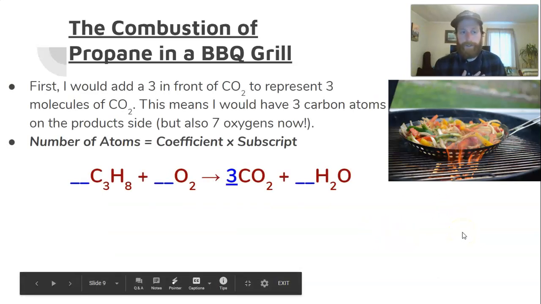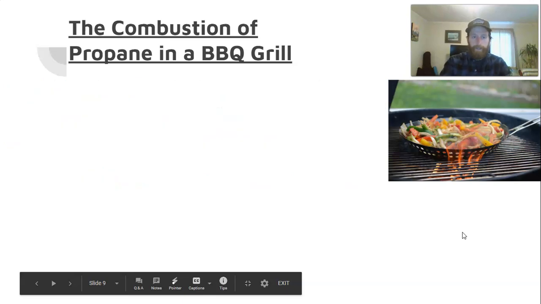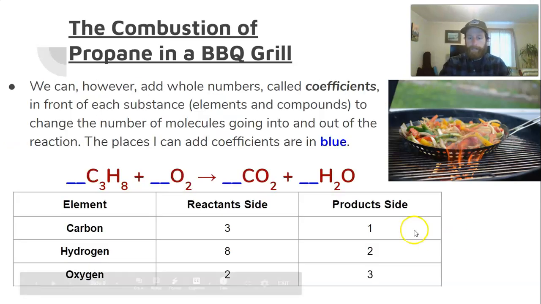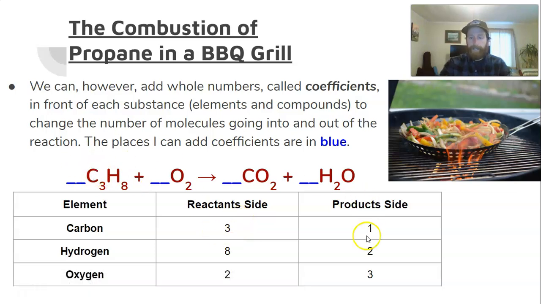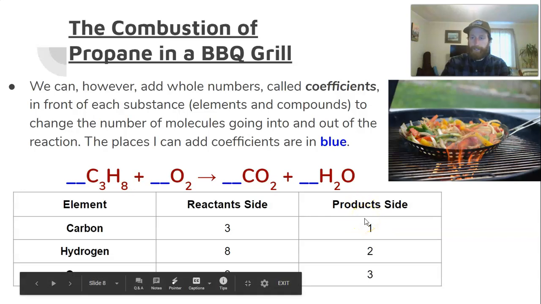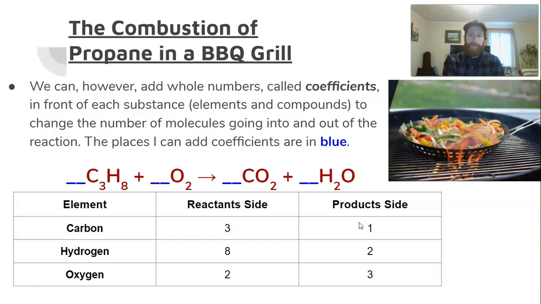First, personally, what I would do in this problem is, let me back up a little bit. I would look at this and I'd say, okay, carbon is the first thing in my list. I have 3 on the reactant side, but only 1 on the product side. And I'm asking myself, what number can I add and where to get myself to 3 carbons on the product side? And so looking on the product side, the only place that carbon exists is in CO2.